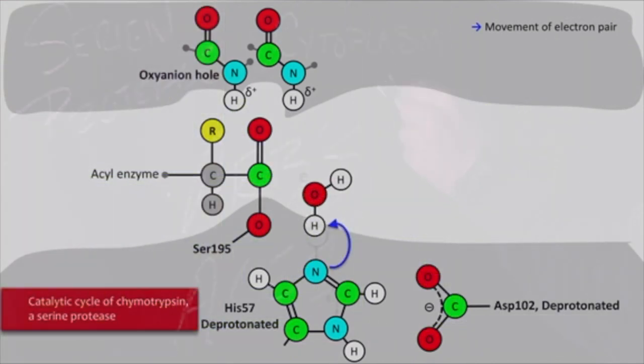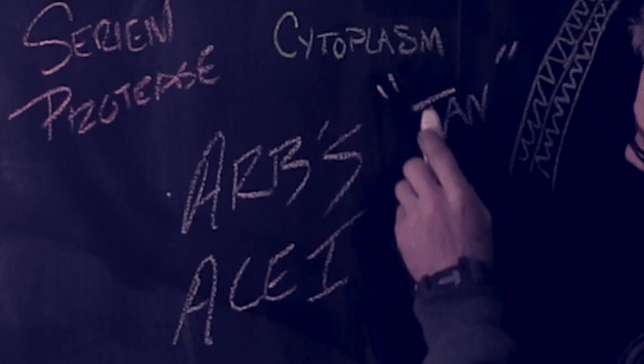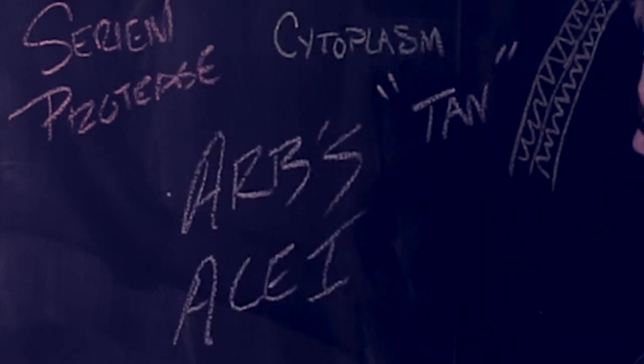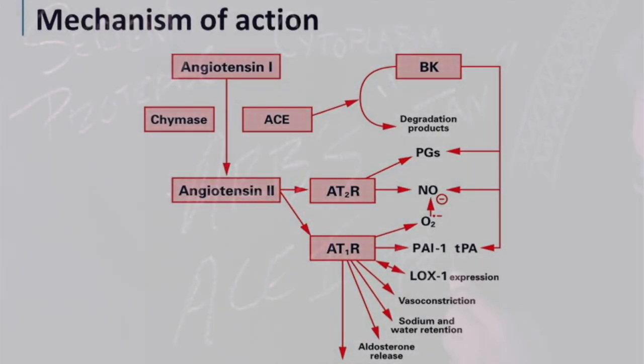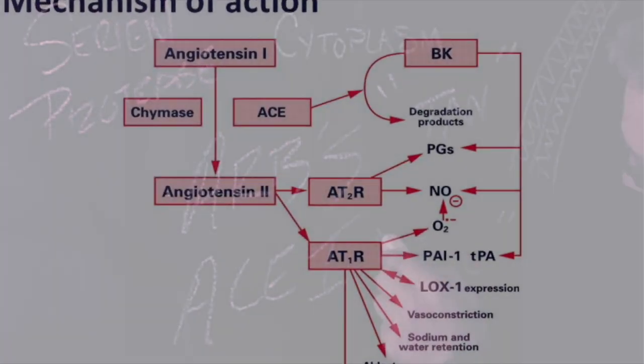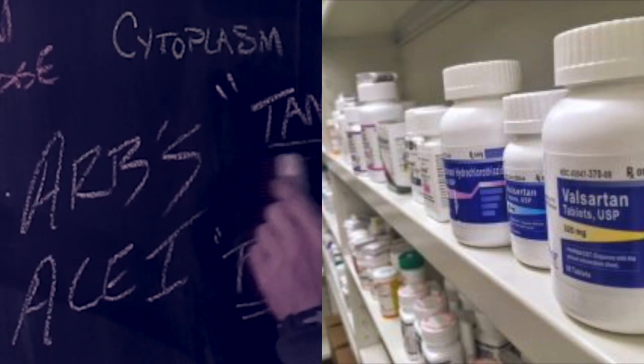So how do you know if you're on an ARB or an ACE inhibitor? Typically ARBs end in TAN. So you might see this as losartan or irbesartan or candesartan. These are all TANs. They are angiotensin receptor blockers. We're going to talk more about what they do.